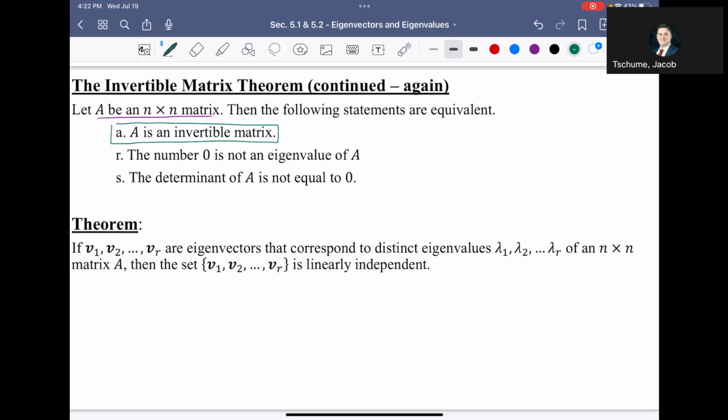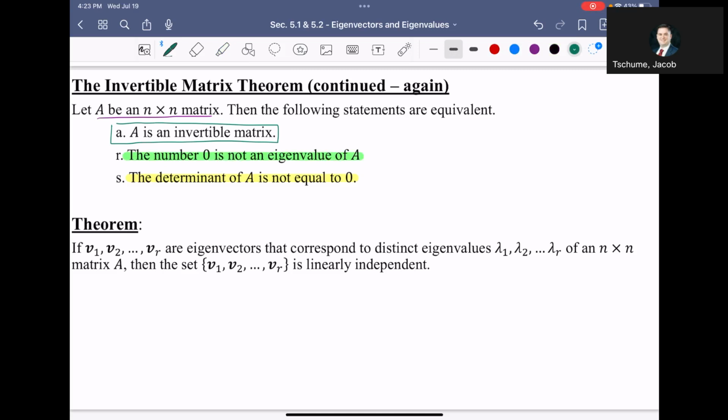Actually, if you look at them, part S is the one we talked about in the last video that says the determinant of A is not equal to 0. That was part of our chapter 3 discussion. If the determinant of a matrix is not 0, then A must be invertible. We already talked about that a little bit. The new one that we're adding is part R: the number 0 is not an eigenvalue of A. So if A is invertible, 0 cannot be an eigenvalue.